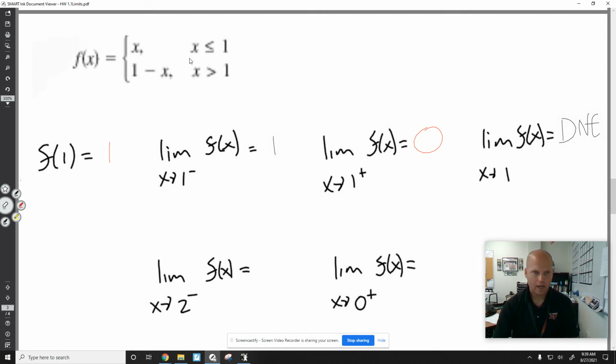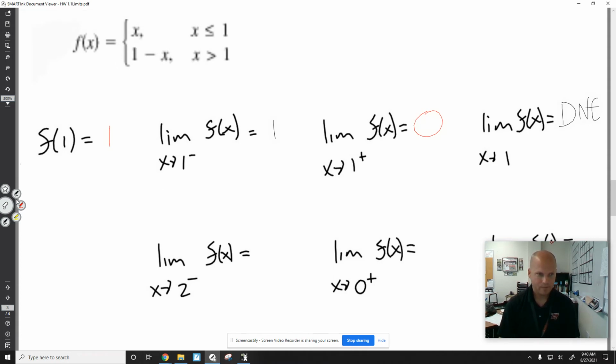Limit as x approaches 2. I need to plug in 2 here and 2 here. Or I just plug in 2 to this one because this is the one that I use for the left-hand limits. No, not the case. Let's think about it. If I wanted to focus on 2 from the left, I'd be plugging in 1.9999 for x. Do you use this piece if you plug in 1.99999? No, I'm only using this piece for x's that are less than or equal to 1. You use this piece when x is bigger than 1.